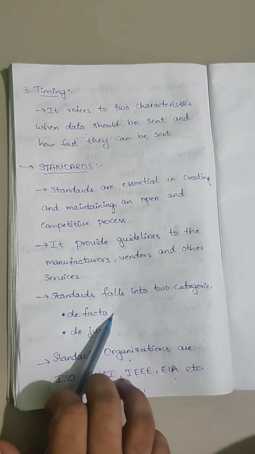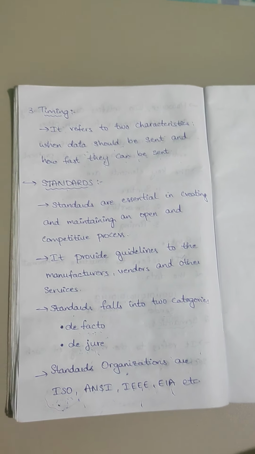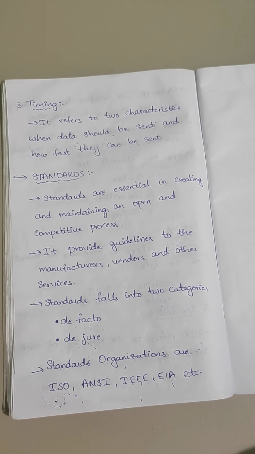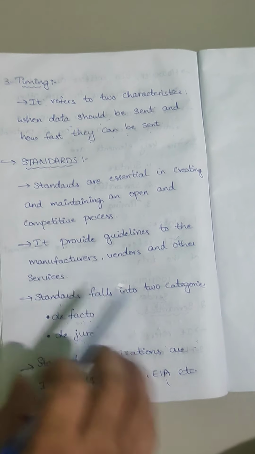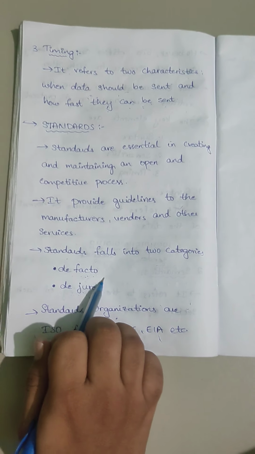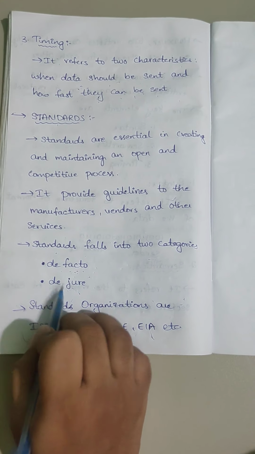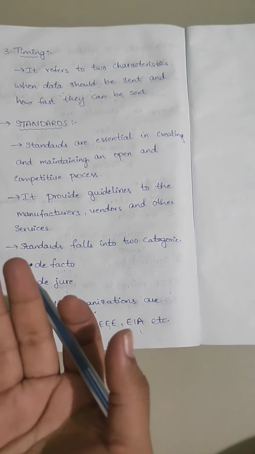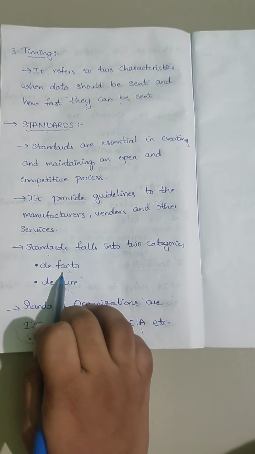De facto is by fact or by convention. De jure is by law or by regulation. There are several standard organizations, and data communication standards are necessary in today's marketplace. First one, de facto standards: these have not been approved by an organized body but have been adopted as standards through widespread use. That is de facto standards.